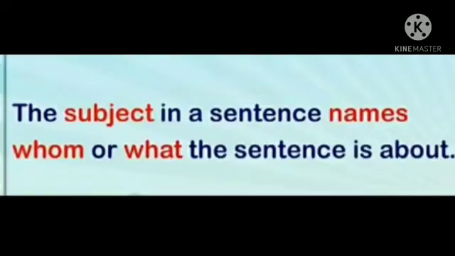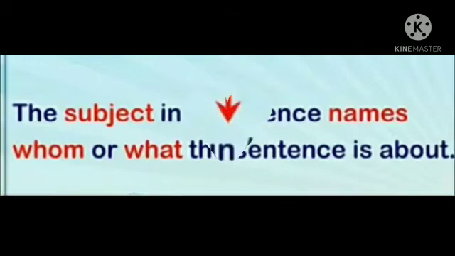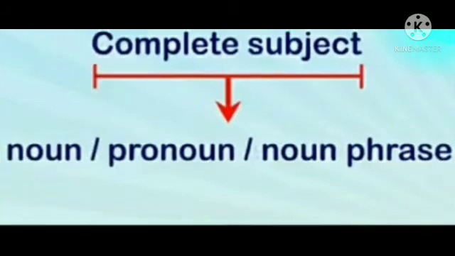As you can see in more examples, the subject in a sentence names whom or what the sentence is about. So dear children, the part which names the person or thing that is being spoken about is called the subject of the sentence, as you can see on the next slide. A complete subject contains a noun, pronoun, or noun phrase. So a complete subject needs a noun, pronoun, or noun phrase.